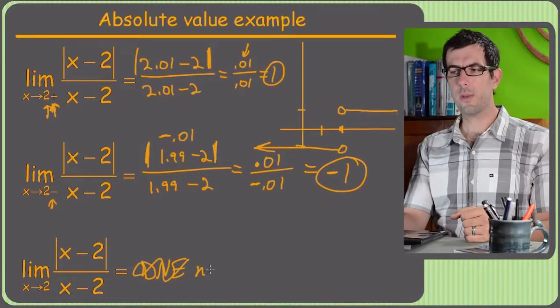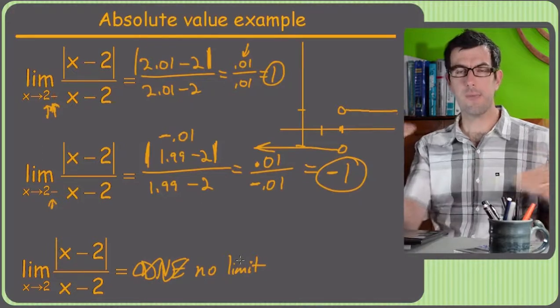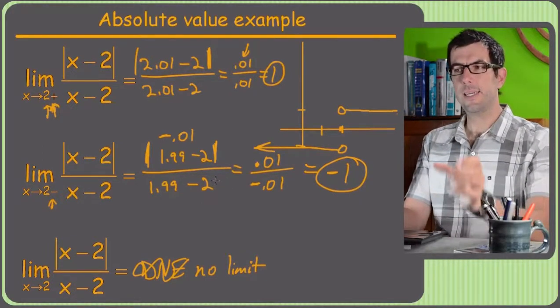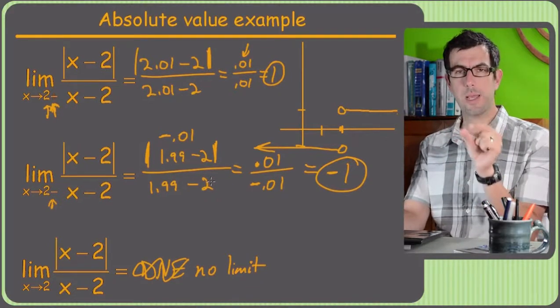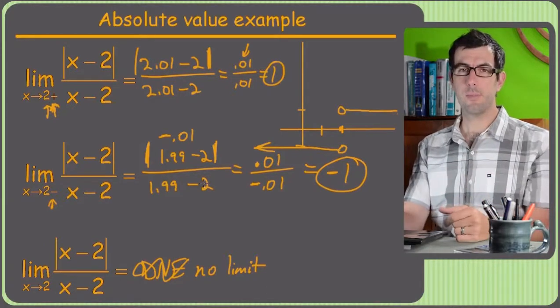Or you might even write no limit, because really it's not like this is infinity as the limit. It really doesn't exist because left and right don't match up. So anyway, as you can see, for left-handed and right-handed limits, if you just plug in a number that's really, really, really close, that'll give you a really good idea of what the limit should be.